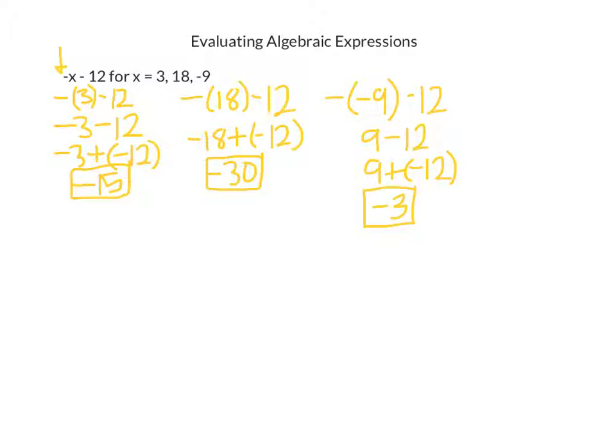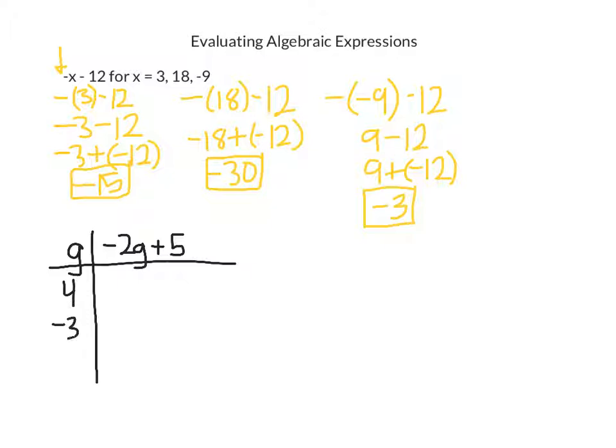So then they might give you a table, and they'll put like G, and let's go with like negative 2G plus 5. And then they'll give you some values, like let's say 4, negative 3, 2, 0, negative 1. It doesn't matter how many they give you. You're still going to replace G with each one of those.